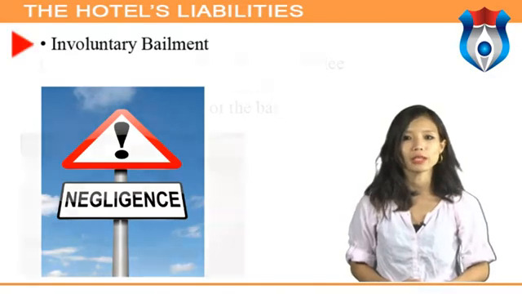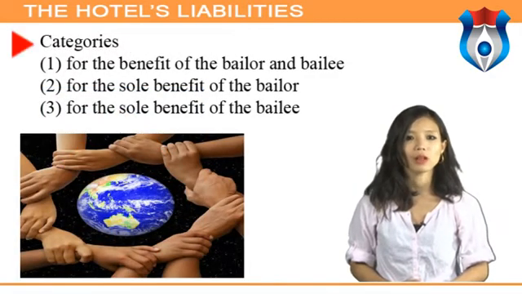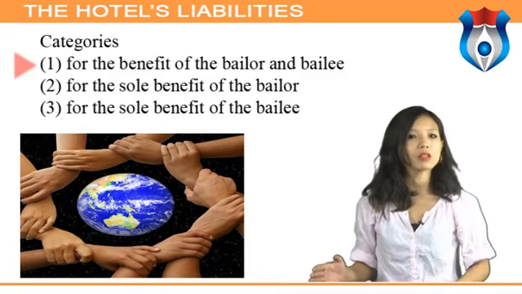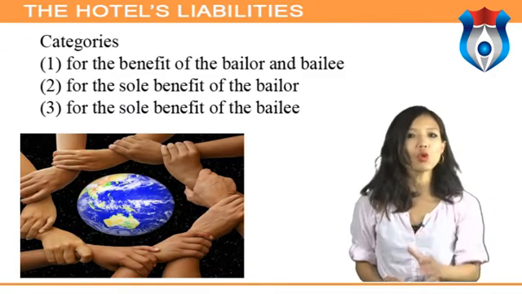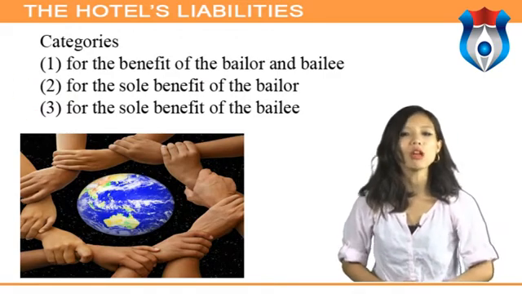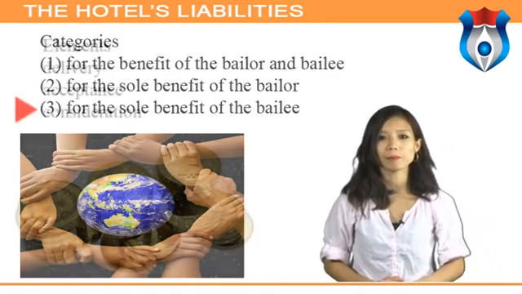See also property. Categories. There are three types of bailments. Number 1, for the benefit of the bailor and bailee. Number 2, for the sole benefit of the bailor. And number 3, for the sole benefit of the bailee.